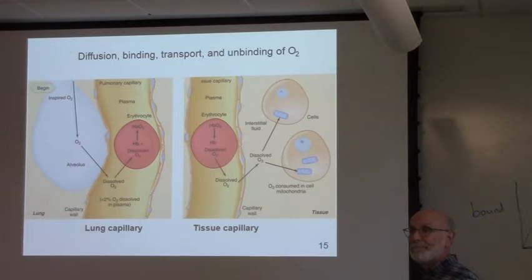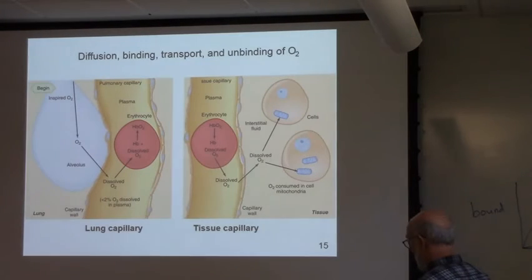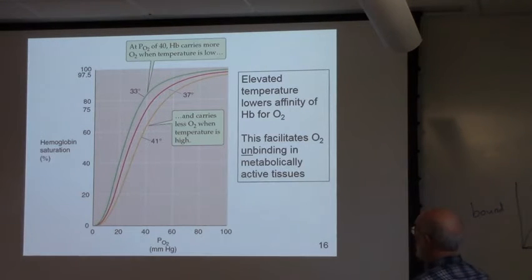Oxygen's pretty easy. Now I want to talk just for a moment about the factors that alter binding and unbinding of oxygen to hemoglobin. There's a couple of graphs, but bottom line, heat. So look what happens. Here is the hemoglobin binding curve at normal temperature. Here's the hemoglobin binding curve at a cold temperature, and here's the hemoglobin binding curve at a high temperature.